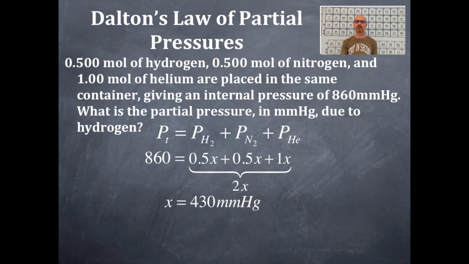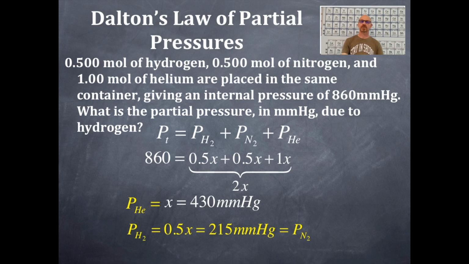So now we have to ask ourselves, what does x equal in this equation? And this is actually just the pressure of the helium gas. So we've solved for the pressure of the helium gas, but you should see that 0.5x, which is the partial pressure of the hydrogen gas, is what we're asked to solve for in this problem. So we need to find half of 430. So half of 430 is 215. So that is the partial pressure of the hydrogen gas. It just so happens that the nitrogen gas has the same mole value, so the partial pressure of the nitrogen gas is that of the hydrogen gas. They're the same.